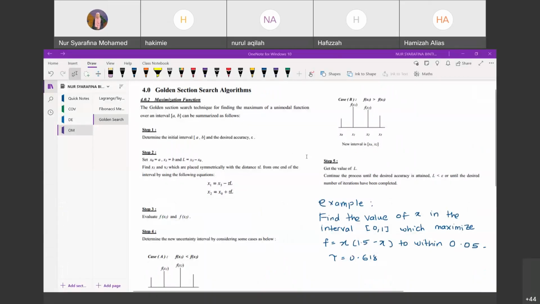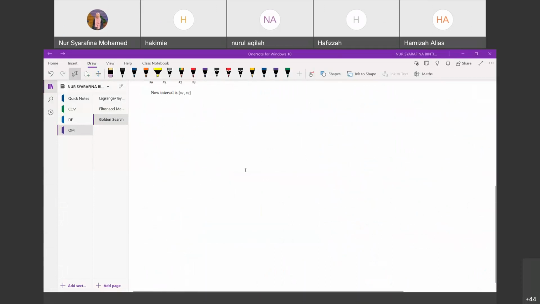Direct search method, okay, which is the golden search algorithm, right? So our next method is the golden section search algorithm. Okay, let's revise about Fibonacci.